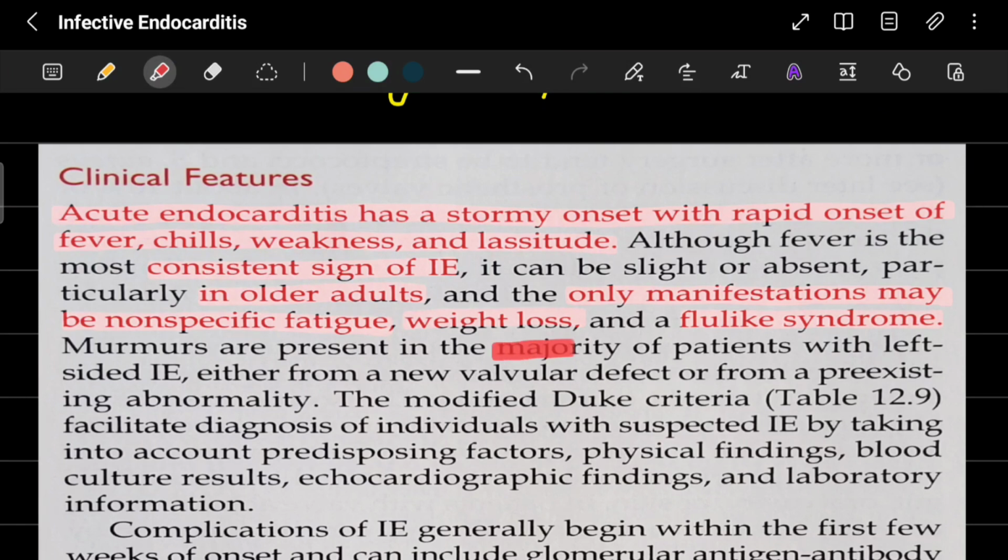Murmurs are present in the majority of patients with left-sided infective endocarditis, either from a new valvular defect or from a pre-existing abnormality. The modified Duke criteria facilitate the diagnosis of individuals with suspected infective endocarditis by taking into account the predisposing factors, physical findings, blood culture results, echocardiographic findings, and the laboratory information.